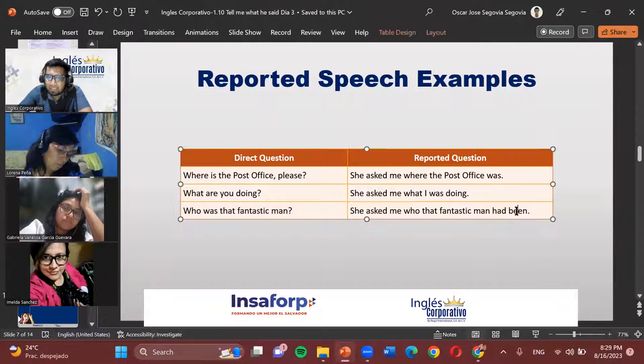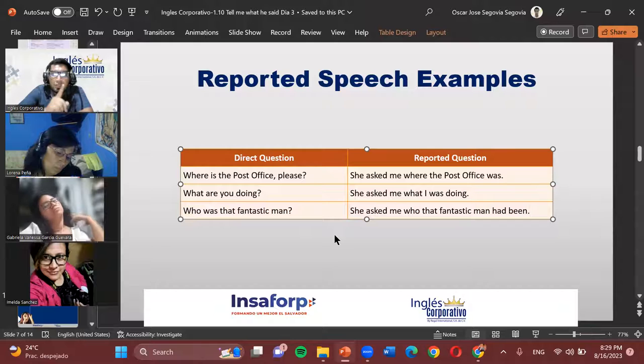Basically, that's the change. Here, if you remember, been is the perfect version of the verb be. Therefore, that's why we're going to use this verb right here. So she asked me who that fantastic man had been. And that's how you are going to transform double H questions into reported speech. This is only for double H, okay? Not for every kind of question.